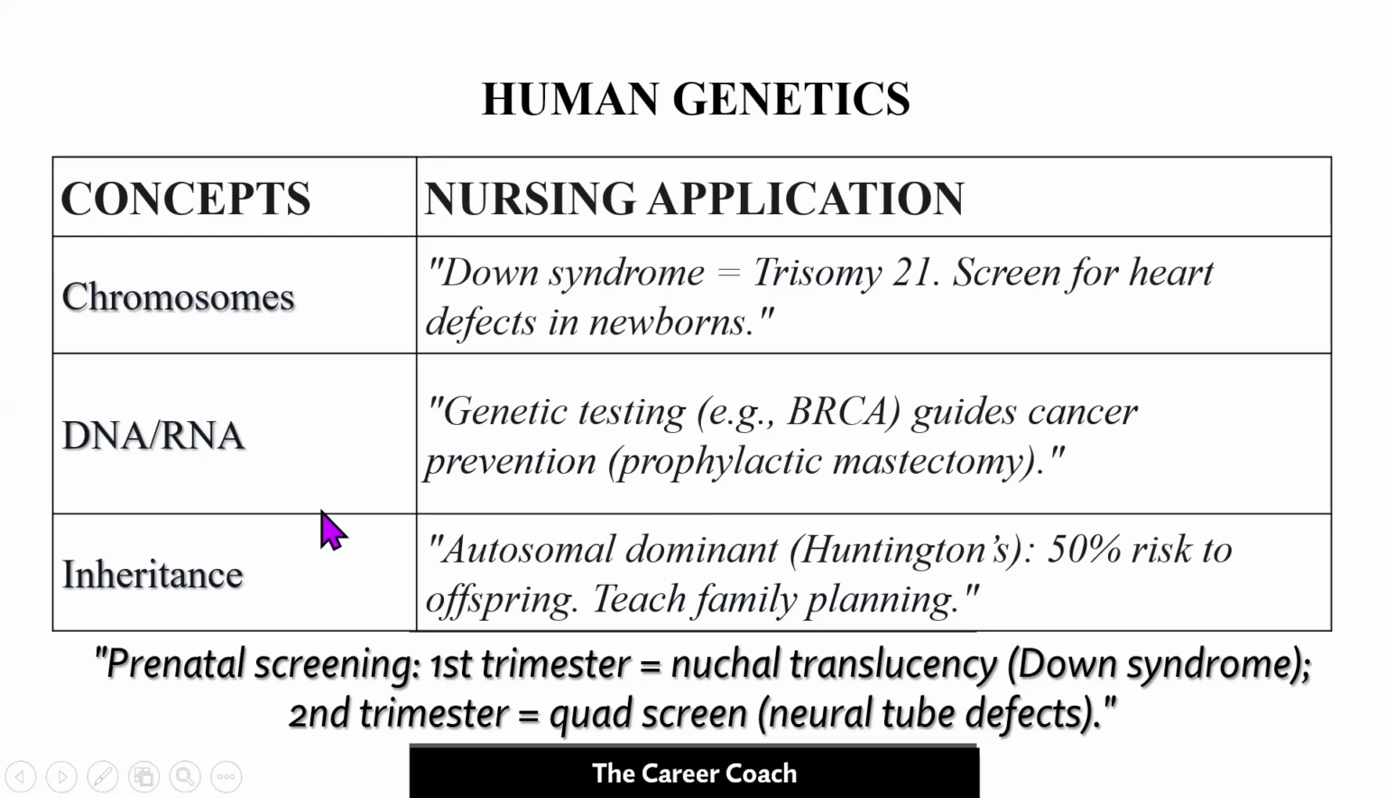The next concept with regards to human genetics is the concept of inheritance. With regards to inheritance, it could be autosomal dominant, which is found in Huntington disease. This poses a 50% risk to offspring. So it's very important for the nurse to teach family planning. Let's take note of this.